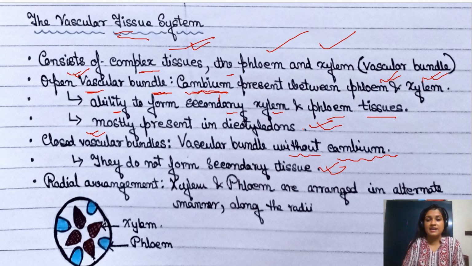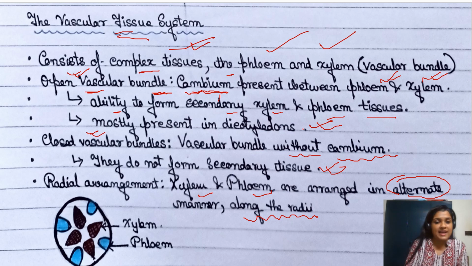Now we are going to learn about different arrangements of xylem and phloem. What is the first arrangement? The first one is the radial arrangement. It is done by arranging xylem and phloem in alternate manner along the radii.